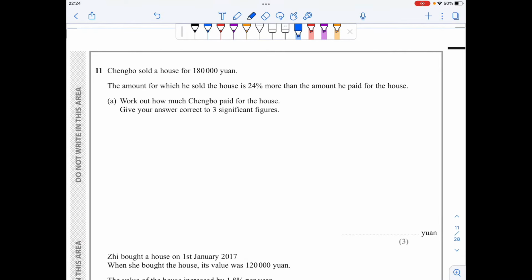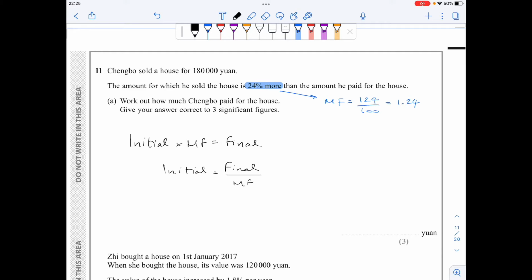In question 11, the house was sold for 24% more than it was bought. So the multiplying factor is equal to 124 over 100, that's 1.24. Now the initial value times the multiplying factor will give me the final value. Hence the initial value is equal to the final divided by the multiplying factor. So 180,000 over 1.24 will give me 145,000 to 3 significant figures.